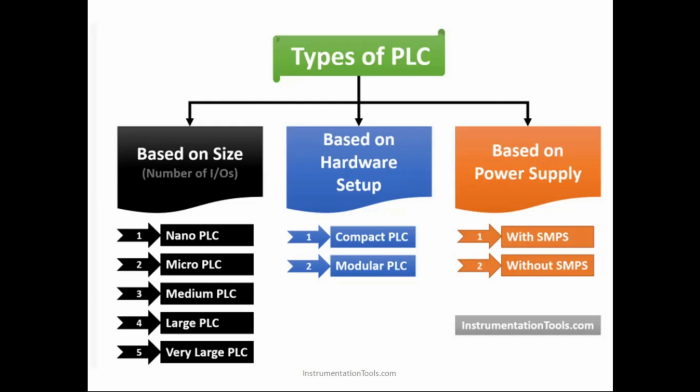Similarly, based on power supply requirements, PLCs can again be categorized into two forms, with SMPS and without SMPS. With SMPS, we have an SMPS which is used for converting the signal from 230 volt to 24 volt, and then it is given to the PLC. In the case of without SMPS, the PLC has an inbuilt power supply conversion system; it will directly take 230 volts and convert it into 24 volt inside itself. That means there will be no requirement of SMPS.